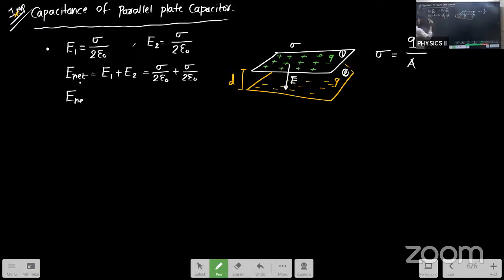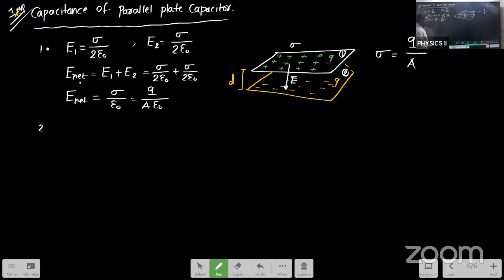So finally, the net electric field between a parallel plate capacitor is given as sigma by epsilon naught. But what is the value of sigma? Sigma is defined as charge per unit area. So this can be written as Q divided by A epsilon naught. This is the first point in the answer.